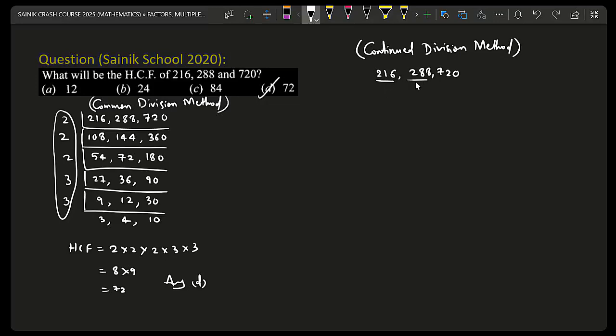So with which number do we have to divide which number? 288 divided by 216. That means 288 we are dividing by 216. What is the quotient, Shanai? 1. 216 into 1, you got 216. And if you subtract, what is the answer? 72. With 72, you again divide which number? 216. Very good.